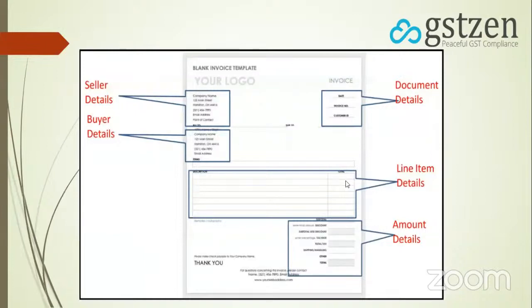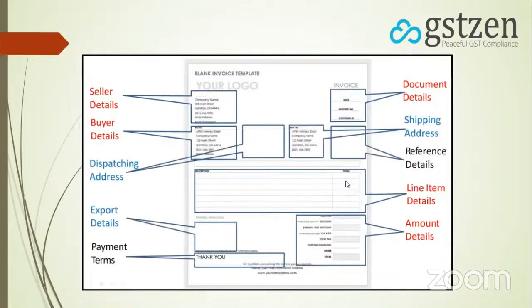And similarly, the buyer details are mandatory. So you have document details, which would include your document number, date, and other details. Similarly, line items like your HSN description, tax rate, quantity, taxable amount, all these fields are mandatory, as well as the totals. This image shows the optional details that you can provide.